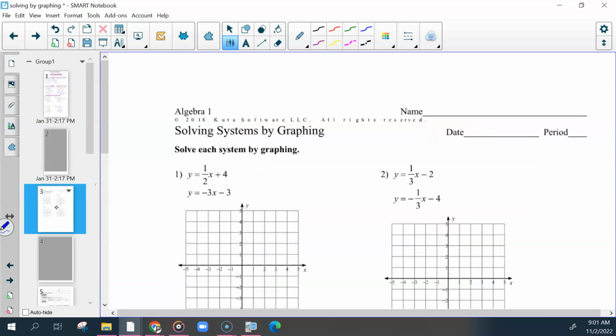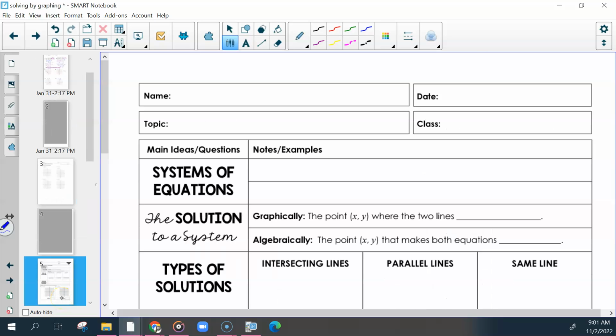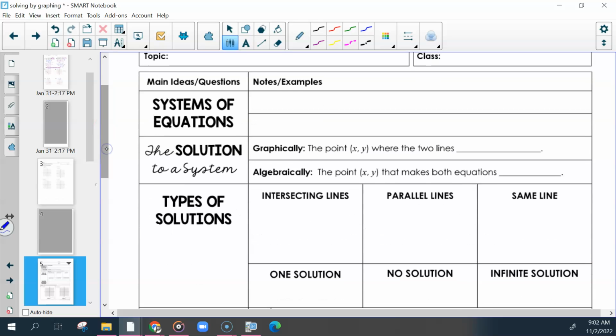On the next page, actually, I feel like mine is a little out of order. This is the next page. At the top, it talks about the different types of solutions, but we're going to talk about that more in depth. So skip to this page. And then I'll have you fill in some stuff.